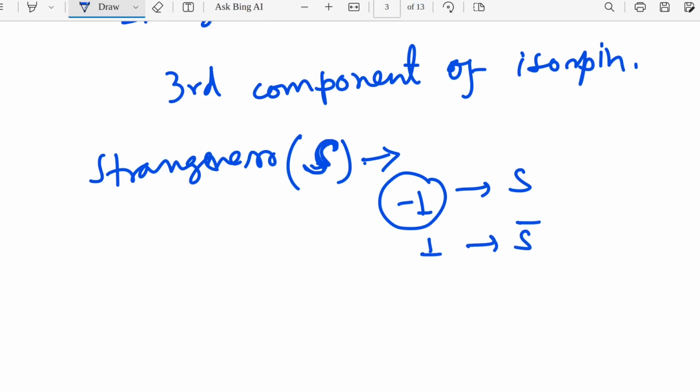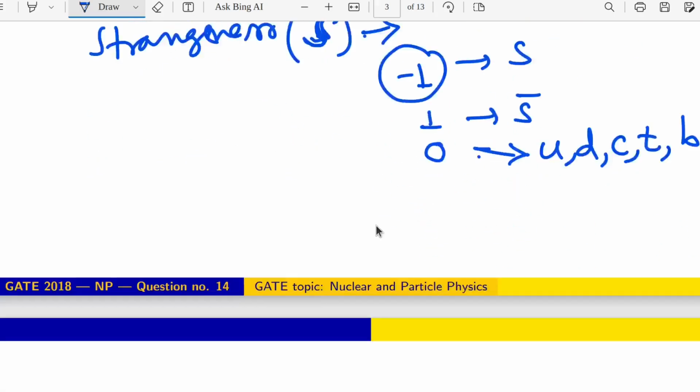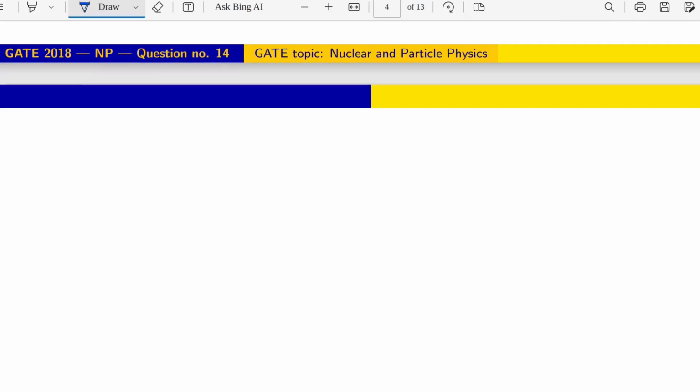that means strange antiquark, and it has the value 0 for all the other quarks, that means up quark, down quark, charm quark, top quark and bottom quark. For all these quarks the S value will be 0, the S value will be -1 for strange quark, and the S value will be +1 for S bar quark. So by knowing the value of S, the strangeness quantum number, we can have an idea of what the quark content of this particle will be.